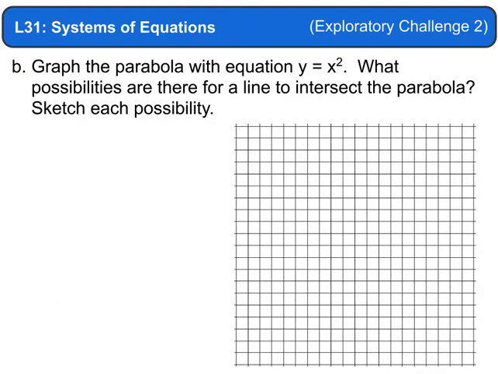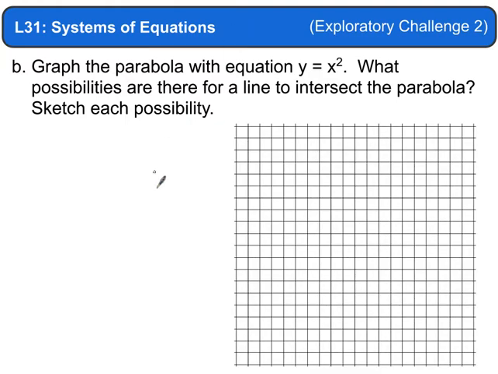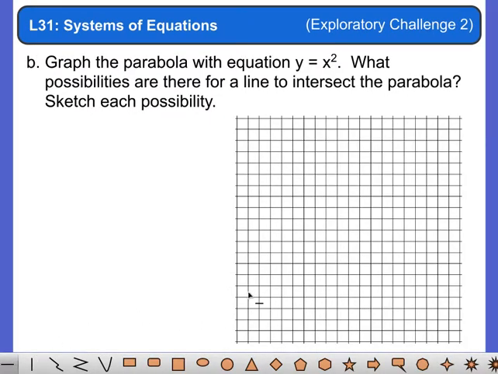Now it says in part B, graph the equation of a parabola, right? So I don't know that we need the grid for this one, so I'm going to take that off. And so they want us to graph x squared. Well, I guess we can leave the grid just for niceness sake. So we draw an x-axis and a y-axis.